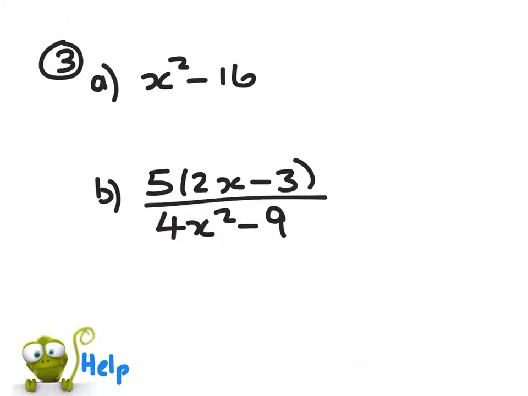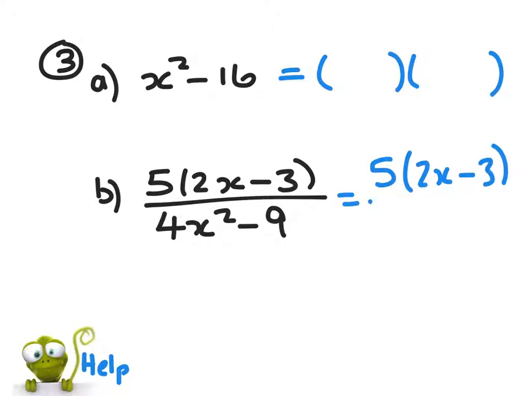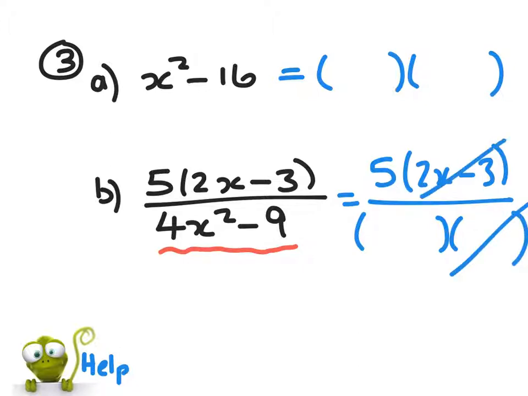Question 3, factorize. Well, that first bracket is a difference of squares. The second one, you can't do anything with the top, so it just stays as 5 bracket 2x minus 3, but the bottom, once again, is a difference of squares. So you can put the bottom into a pair of brackets. Once you've done that, one of these brackets should cancel with the bracket on the top to leave you with a fraction for your answer.